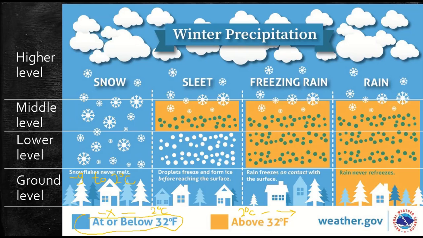When will we get snow? We will get snow if the temperature of the air through the ground is between -9 to 2 degrees Celsius. Then we will get snow as it is formed from the cloud.